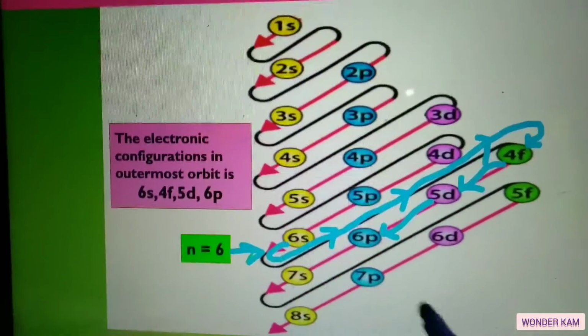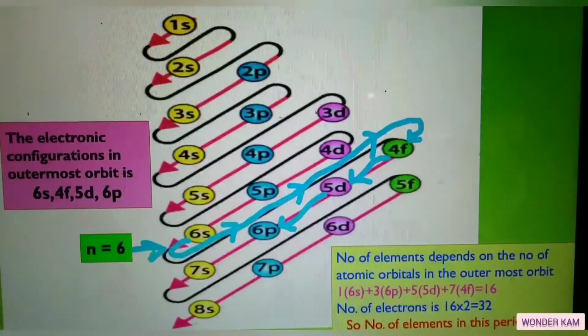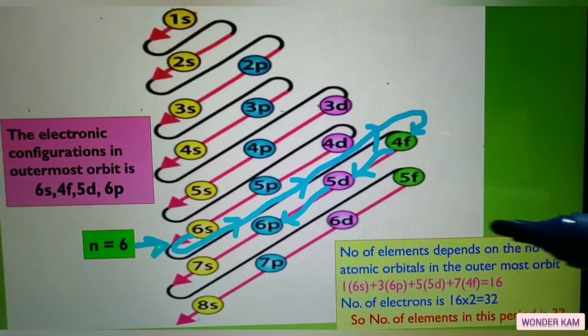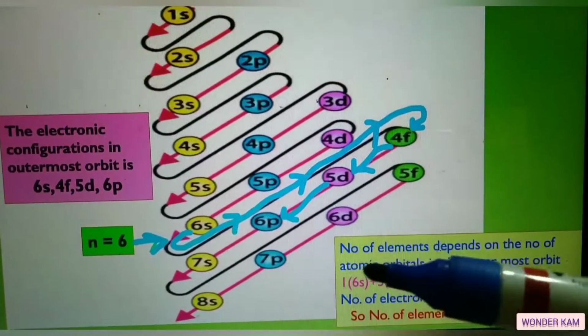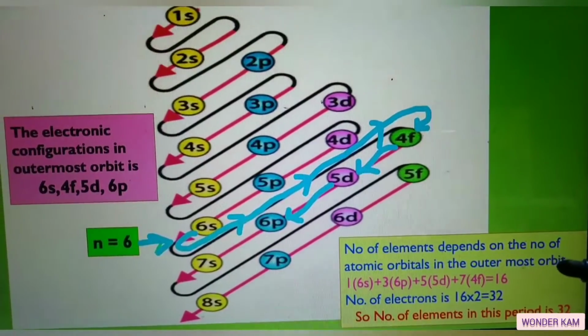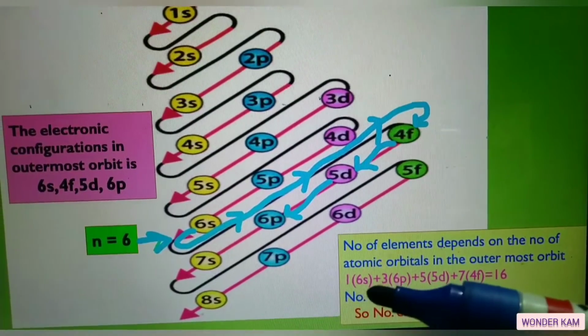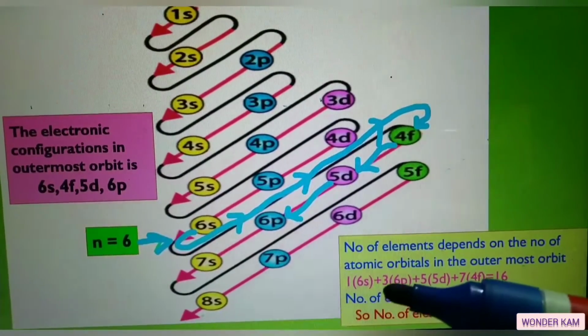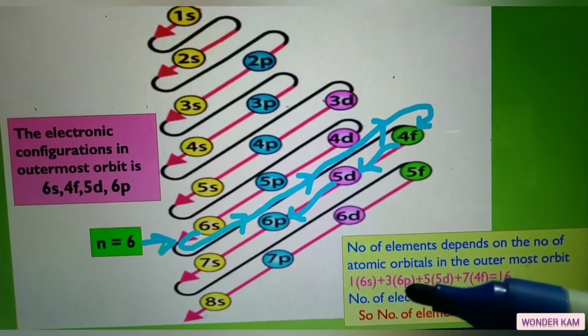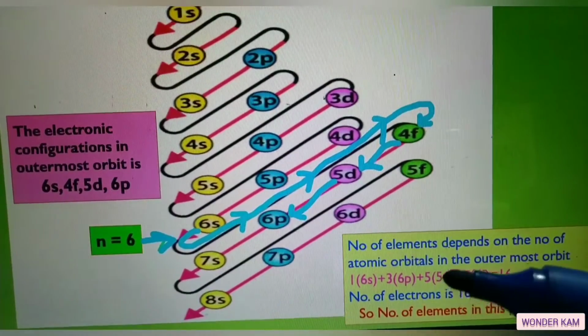As we know, the number of elements in the period depends on the atomic orbitals. So here, if we add up the atomic orbitals 1 plus 3 plus 5 plus 7, then it is coming to a total of 16 orbitals. So we have 32 electrons. So 32 elements are there in this period.